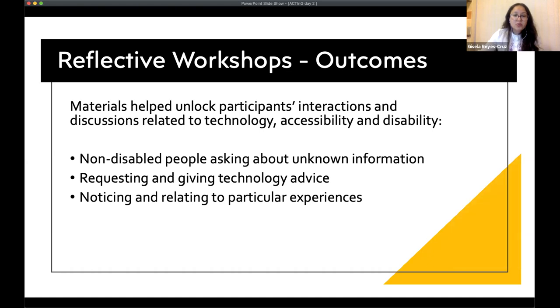Some workshops also only had the visually impaired participants. I think I forgot to mention that I aim to have at least one visually impaired participant in each of the workshops. And there were some that only had visually impaired participants. So the conversations were geared towards requesting and giving advice on technology. And also across all workshops, the materials helped the participants to notice things that maybe they didn't know about or never thought about before. Or conversely, when they did know about these things, people related to their own lived experience. So that was also interesting to see.